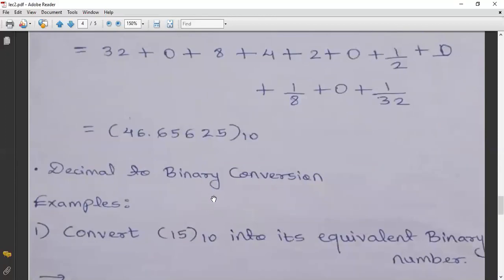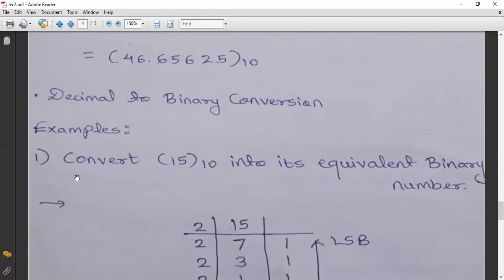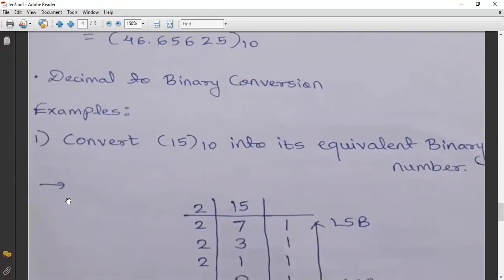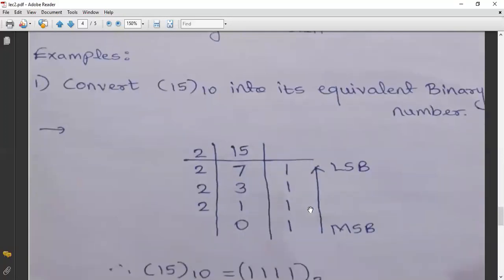Now we will go further and learn how to convert a decimal number into a binary number. So let us see one example for it. We have to convert 15 to the base 10 into its equivalent binary number. So the number is 15 and we need to convert it into a binary number. Binary number means r is equal to 2. So we have to divide this number 15 by 2.